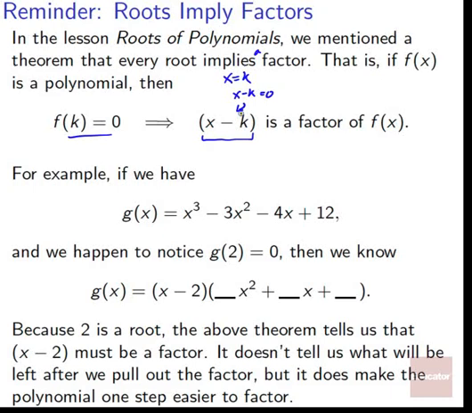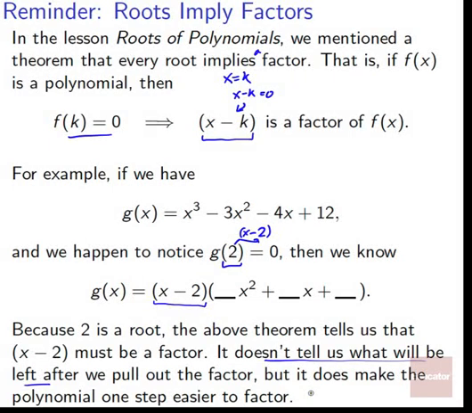For example, if we've got g of x equals x cubed minus 3x squared minus 4x plus 12, and we happen to realize, hey, when we plug in a 2, that all turns into a 0, and it does, then we would know that g of x is equal to x minus 2 times blank x squared plus blank x plus blank. We know there's some way to factor that polynomial where something's going to go in those blanks. So 2 is a root. This theorem tells us x minus 2 must be a factor. It doesn't tell us what will be left, but it does make the polynomial one step easier.